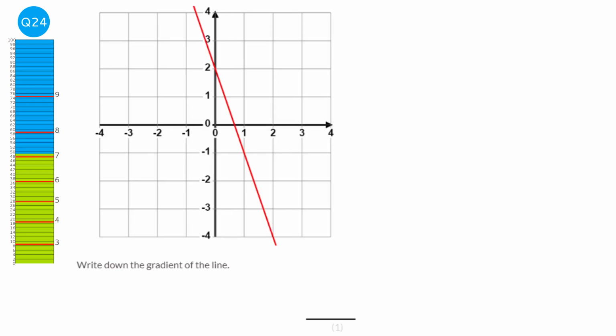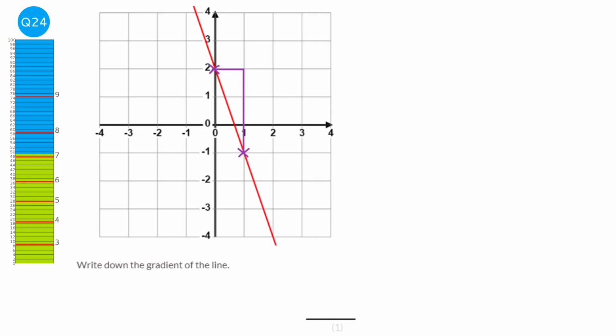To find the gradient, we need to first of all find 2 coordinates we know. So I'm going to pick this one and this one. And to find the gradient, we're just going to draw a right angle triangle between them. And the gradient is the change in y over the change in x.